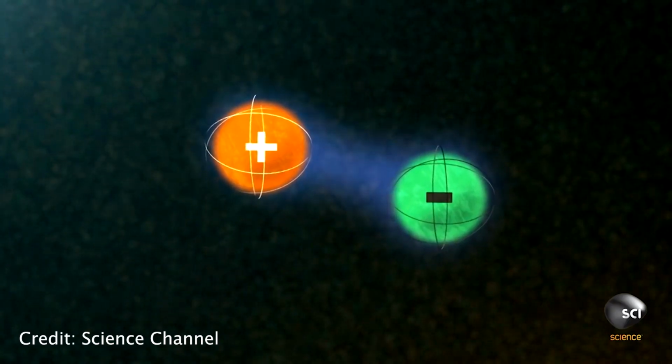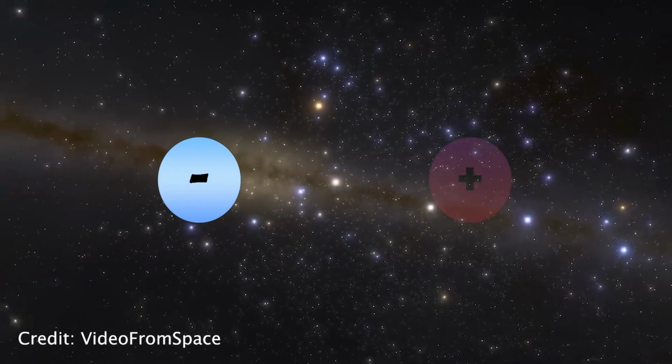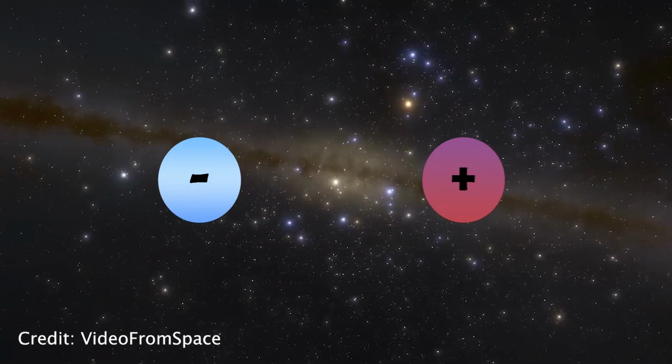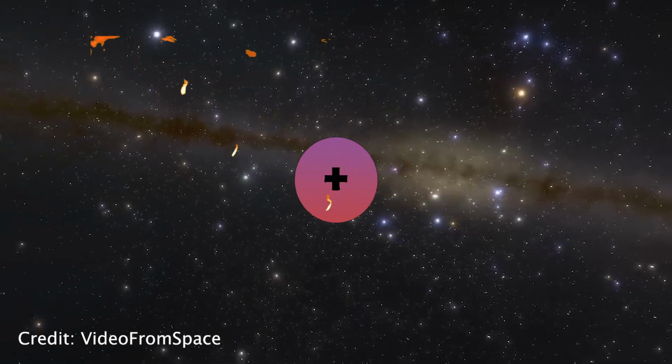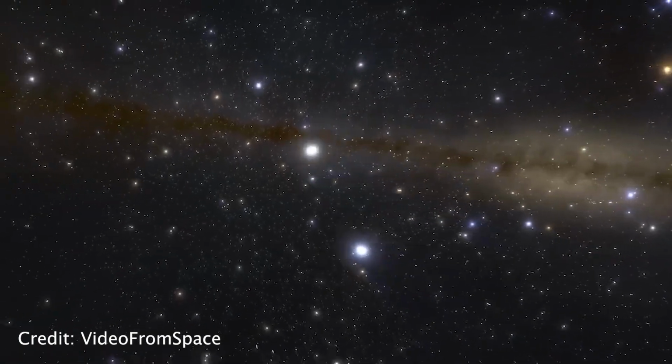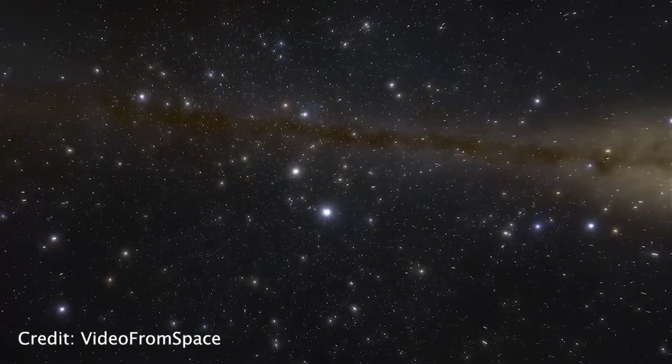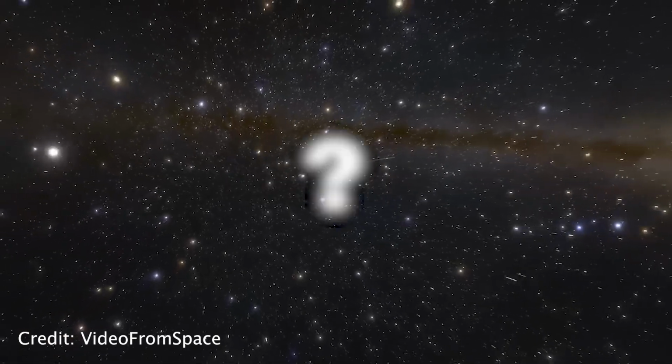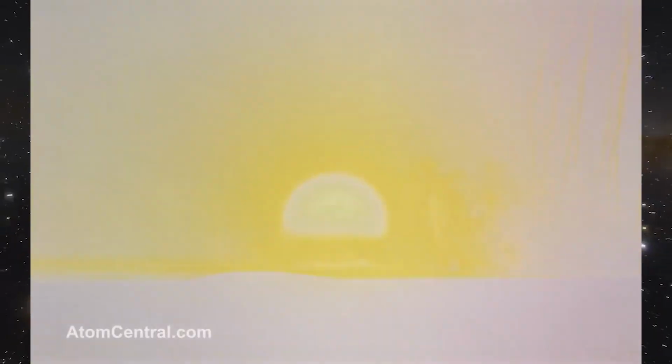When matter and antimatter meet, something extraordinary happens. Let's take an electron and a positron as an example. When they approach each other and mix, the mass of both particles is converted into energy, following Einstein's famous equation, E equals mc squared. So what would happen if they touched?